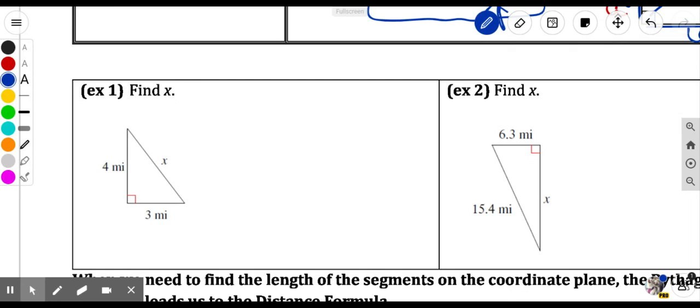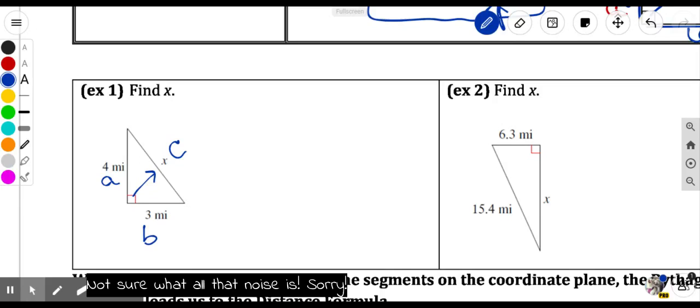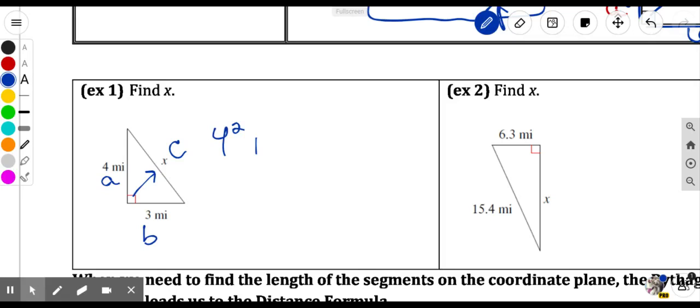Again, I'm going to label my sides as A, B, and C. So this is your C because it's across from the right angle. And then we'll call this one A and this one B. So next we just plug it into a squared plus b squared equals c squared. So 4 squared plus 3 squared equals x squared. Or you could put c squared, doesn't matter. I just used x because it was in the problem. Next we square them. So remember, squaring something is multiplying it by itself, not multiplying by 2. So 4 squared is 16, not 8. 3 squared is 9, not 6.